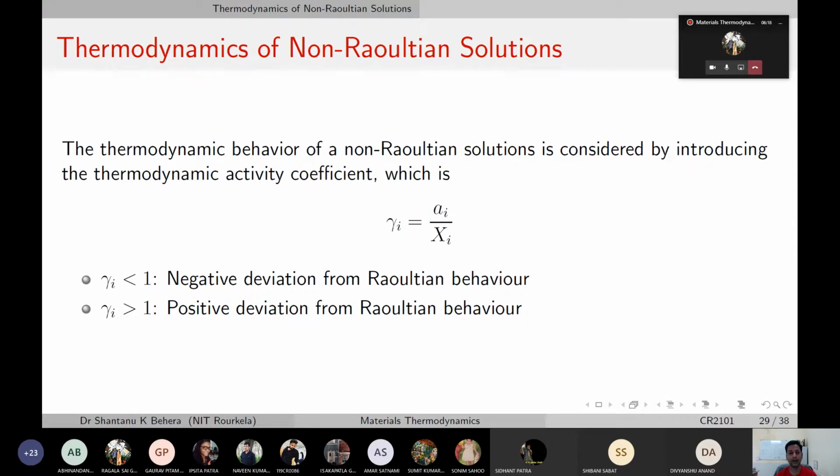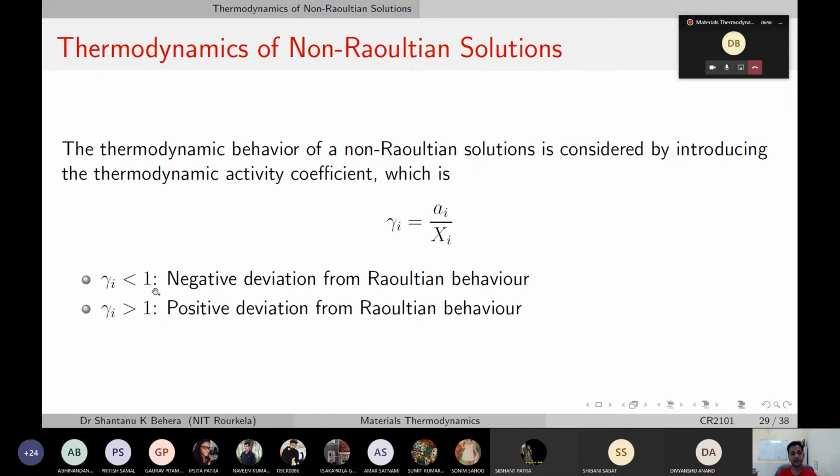But when it deviates from Raoultian behavior, in what are called non-Raoultian solutions, we connect these two terms, the activity and mole fraction, by a term called the thermodynamic activity coefficient, gamma. We've seen that when gamma is less than 1, there is a negative deviation from Raoultian behavior. And when gamma is more than 1, that's a positive deviation from Raoultian behavior.